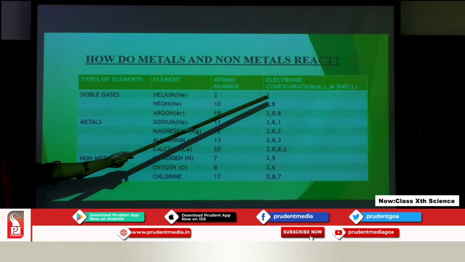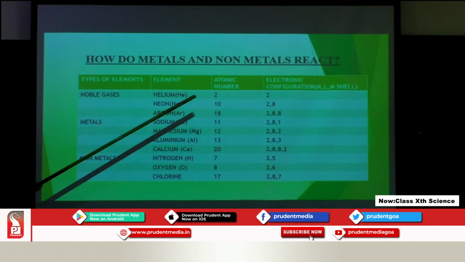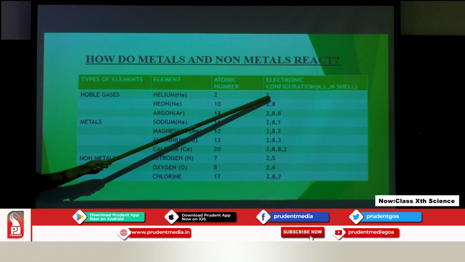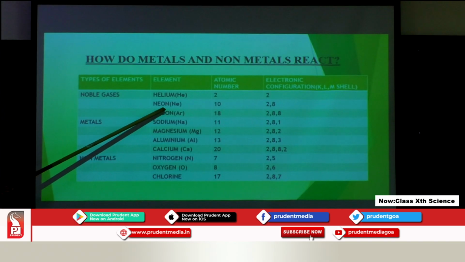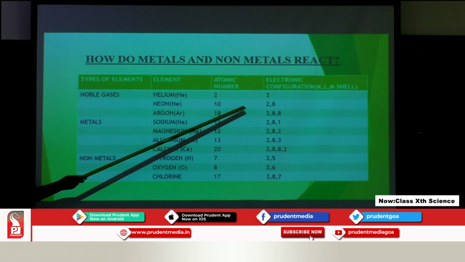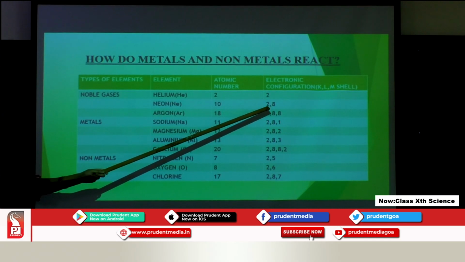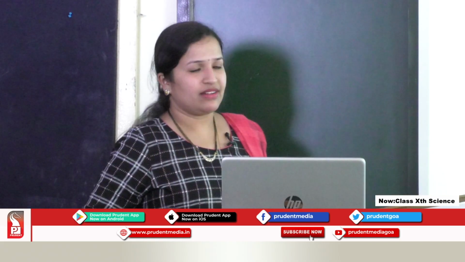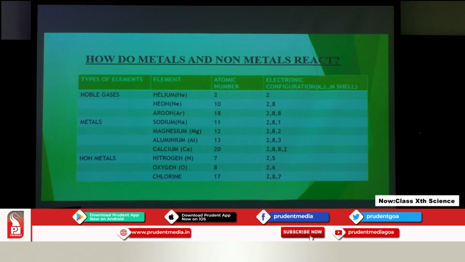In the L and M shells, the maximum number of electrons, or the maximum chairs which are present, is only 8. So, only 8 electrons can fit in that place. Here we have 2 electrons in the K shell, so it has a completely filled outermost shell. In the case of neon, the atomic number is 10, configuration 2, 8. 2 will fit in the first shell, 8 will fit in the L shell. So, we have a completely filled orbital. In the case of argon also, we have a completely filled valence shell. Valence shell is the outermost shell of any atom.